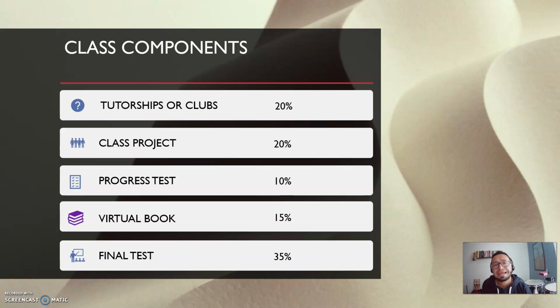I want to talk about the class components now, and this is the weighting for each one of the components for this class, for you to have it into account. Tutorships will correspond to 20%, class project 20%, progress test 10%, virtual book work 15%, and the final exam 35%. I will explain in a couple of videos each one of these class components, don't you worry.